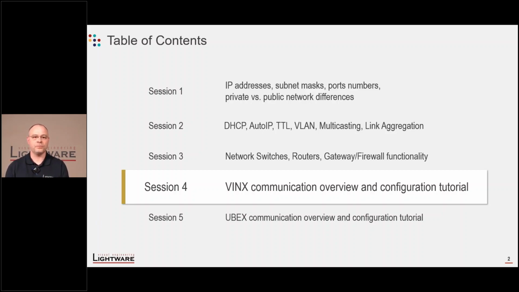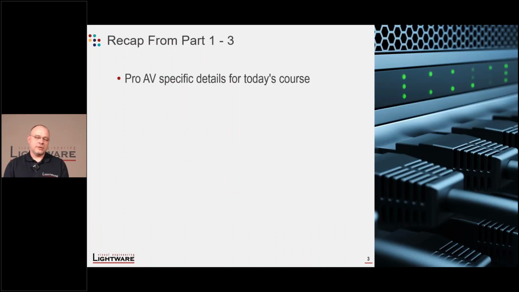This is important. Now, in the first 3 parts, we talked about Pro AV specific network details, and we need to remember those features. One of them was, of course, multicasting, and the other thing is the VLAN functionality. These things are actually going to be demonstrated, and we're going to play around with these functions, and we'll see how the communication changes on the network when we enable or disable these functionalities.